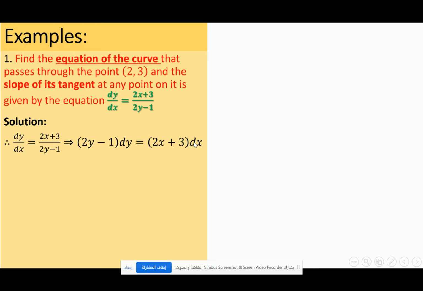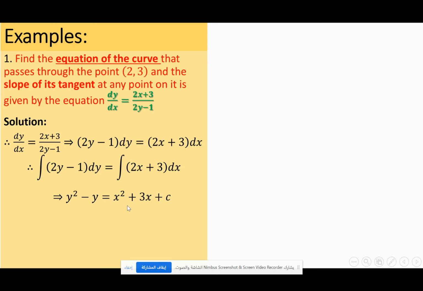Now you can integrate each. If you're going to integrate 2y minus 1, you will get y squared minus y. And if you're going to integrate 2x plus 3, you will get x squared plus 3x plus c.